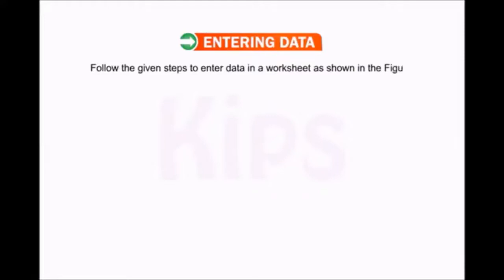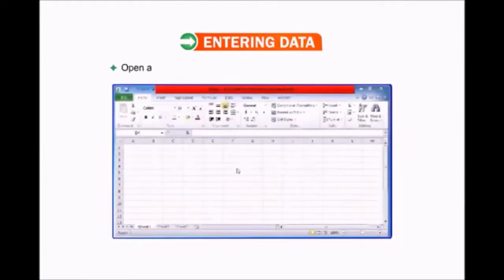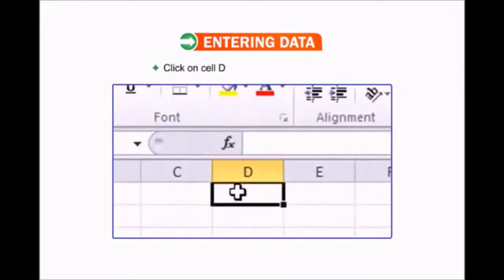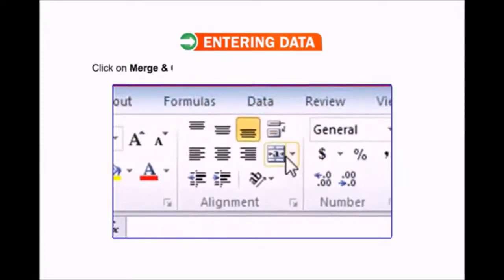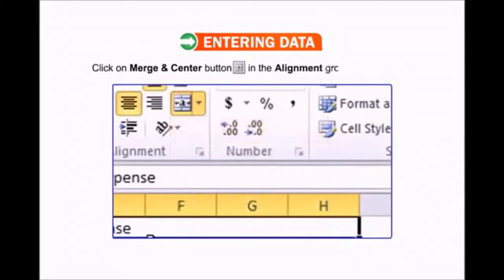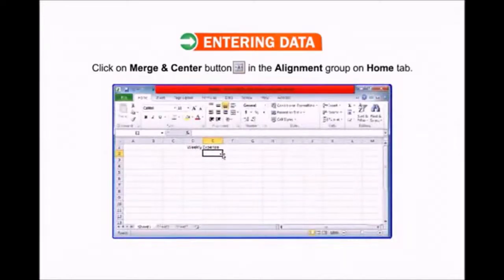Right, let us now find out how to enter data. Follow the given steps to enter data in a worksheet as shown in the figure. Open a new workbook. By default, Sheet 1 is the active worksheet. Click on cell D1 and type Weekly Expense. Click on the Merge and Center button in the Alignment group on the Home tab.